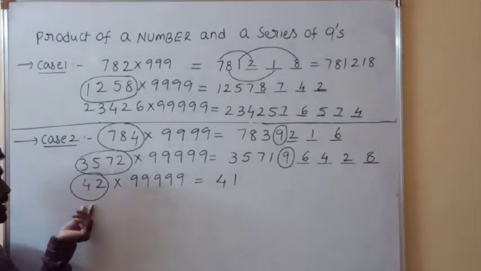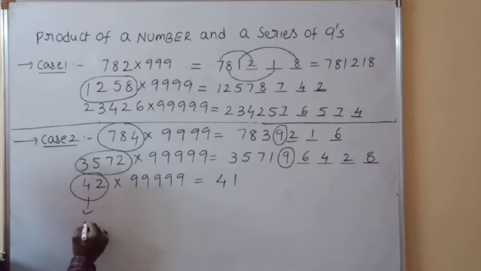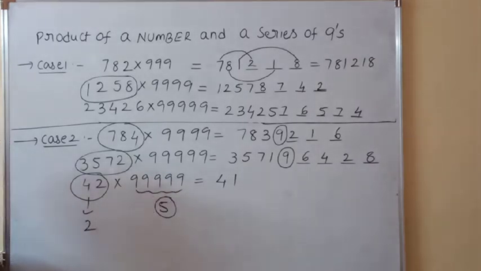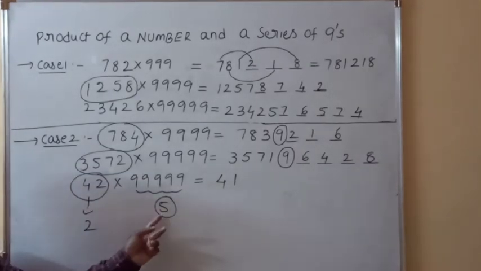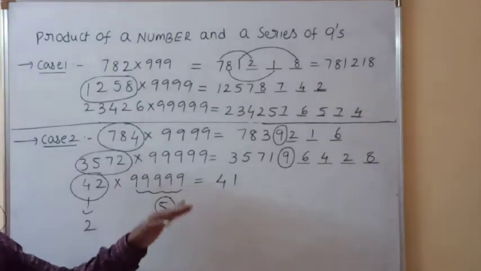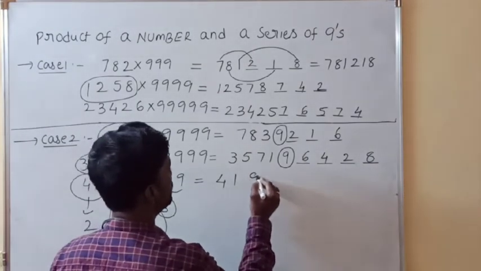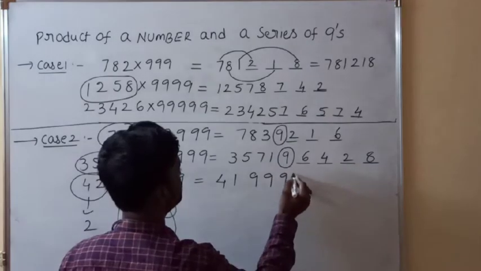So given number contains 2 digits. But here how many 9s are there? 5 nines are there. That means how many 9s are extra? 3 nines only extra, because 5 minus 2 is 3. So here you write 3 nines.